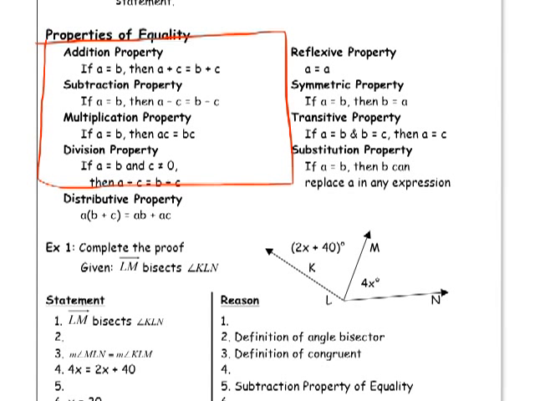So these are just your basic symbols. You're adding, you're subtracting, you're multiplying, and you're dividing. And they're basically just saying, hey, if you do one of these things to one side, so if you add c to one side, you've got to add c to the other side. Or if you subtract, you've got to subtract from the other side. Or if you multiply, you've got to multiply the other side. Or if you divide, you've got to divide the other side. So those are something that we're pretty familiar with.